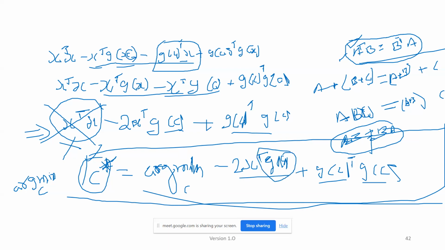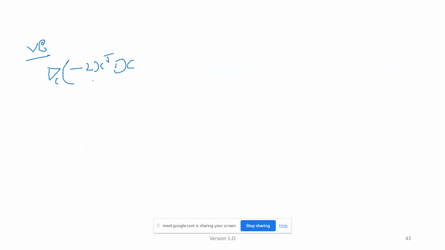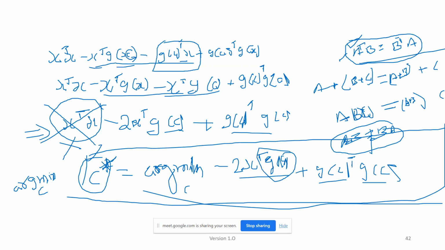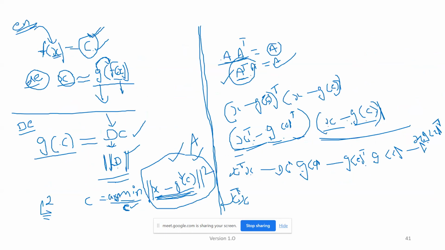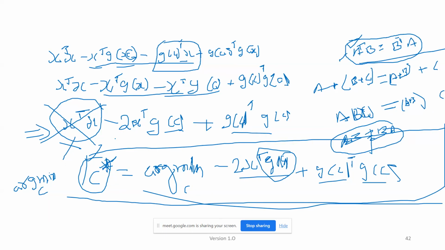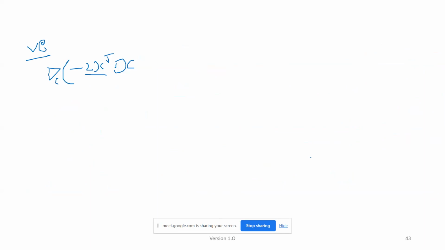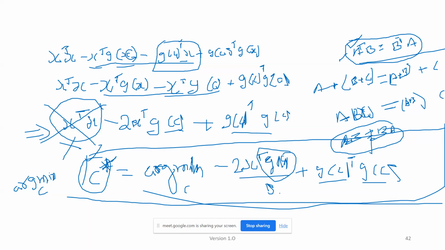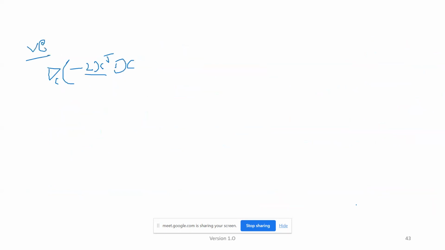2x transpose we are considering as it is, and in place of g of C we are using DC. Why are we using DC? Because g of C is DC. This is my first equation. Wherever we have g of C, we are replacing it with DC. In this equation we are replacing this with DC, and also this with DC. Like that we are applying.